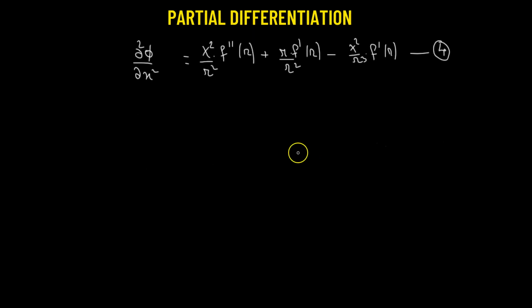So what we'll do, we will again consider our given function, which is phi equals f of r, and the given equation that r squared is equal to x squared plus y squared.